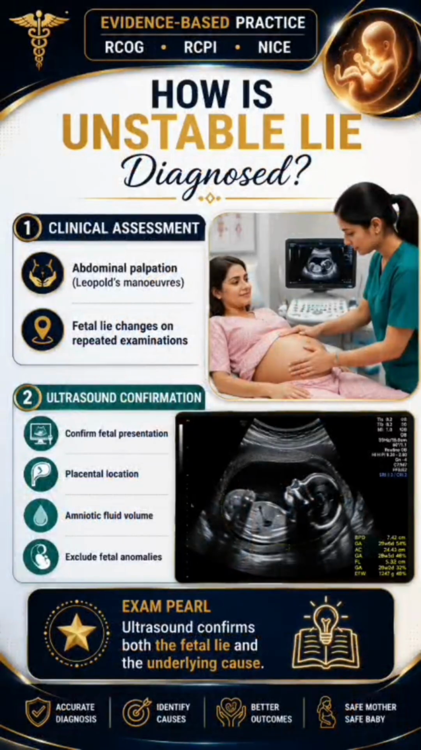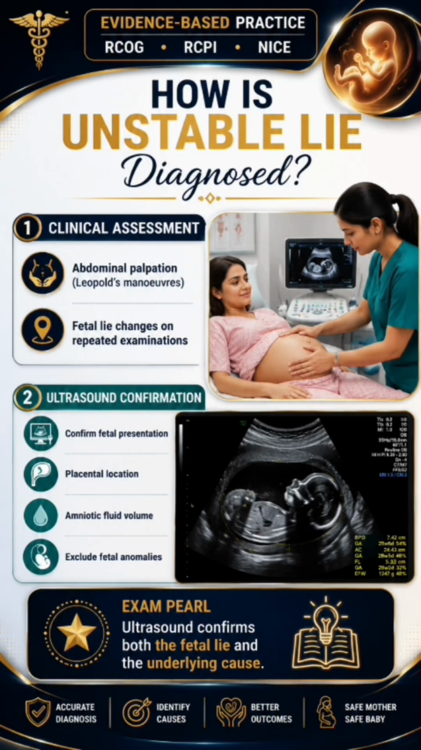As I have discussed, by clinical examination and ultrasound assessment, fetal lie should be assessed by abdominal palpation using Leopold's maneuvers. And as you know, repeated change after 36-37 weeks is a hallmark of unstable lie. However, clinical examination alone is not sufficient. Diagnosis should always be confirmed by ultrasound, which can accurately identify the fetal presentation, fetal lie, placental location, amniotic fluid volume, and fetal anomalies.